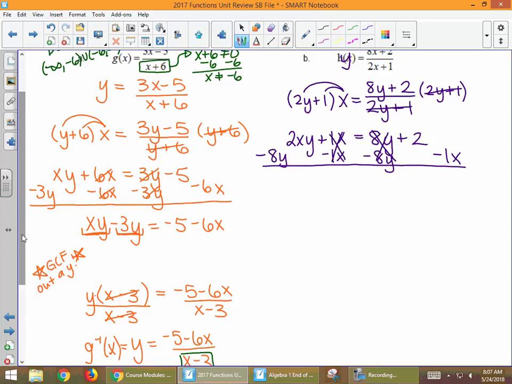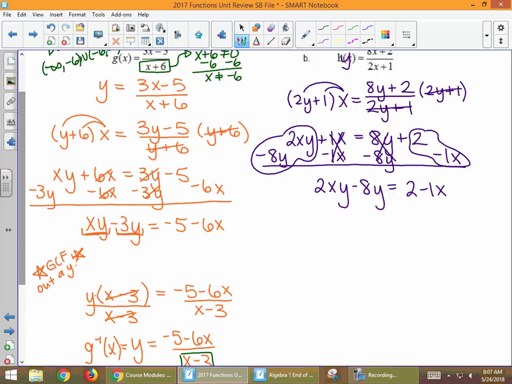So on the left side of my equation, I'm going to rewrite this as 2xy minus 8y. On the right side of my equation, I'm going to rewrite that as a positive 2, so I'm going to write it as 2 minus 1x. Order doesn't matter as long as you have the correct signs going on there. So you could write it as negative 1x plus 2 if you don't like that order.